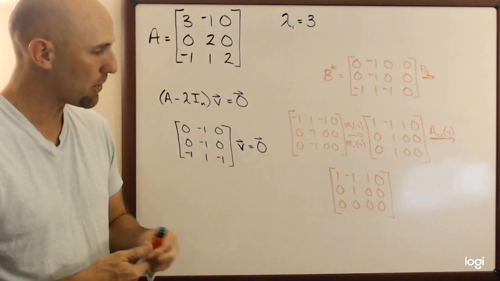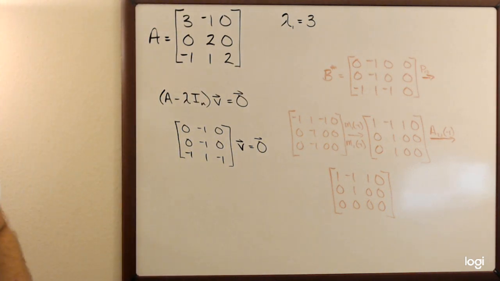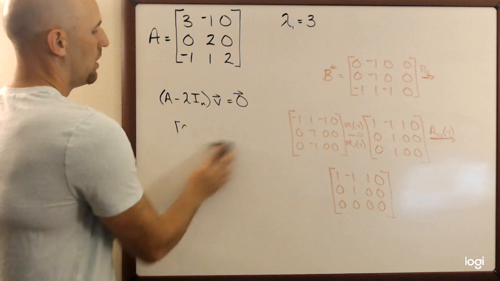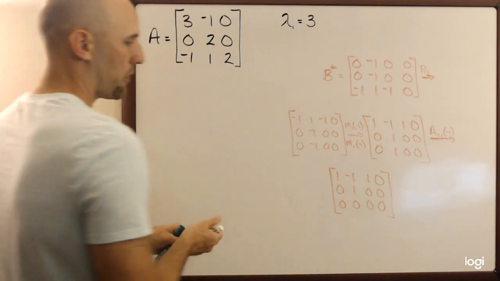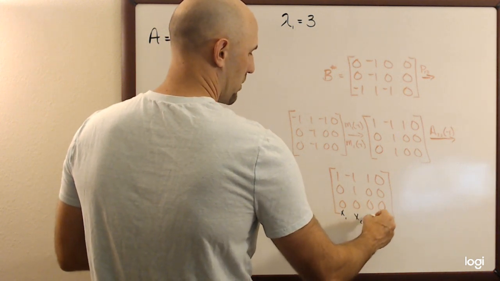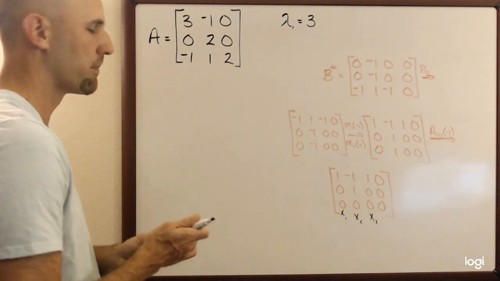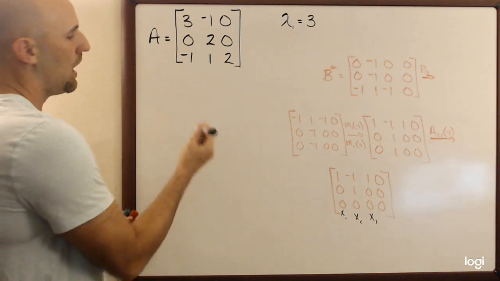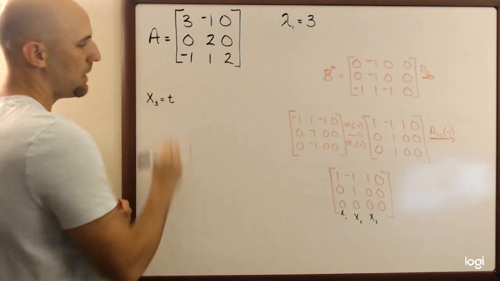I'm going to go ahead and parameterize one of my variables here. I need a little bit more room. Let me go ahead and parameterize. Let's call these variables x1, x2, x3. It's a bit lazy because I named my vector v, but it's fine. So let's see. Let's let x3 equal t.